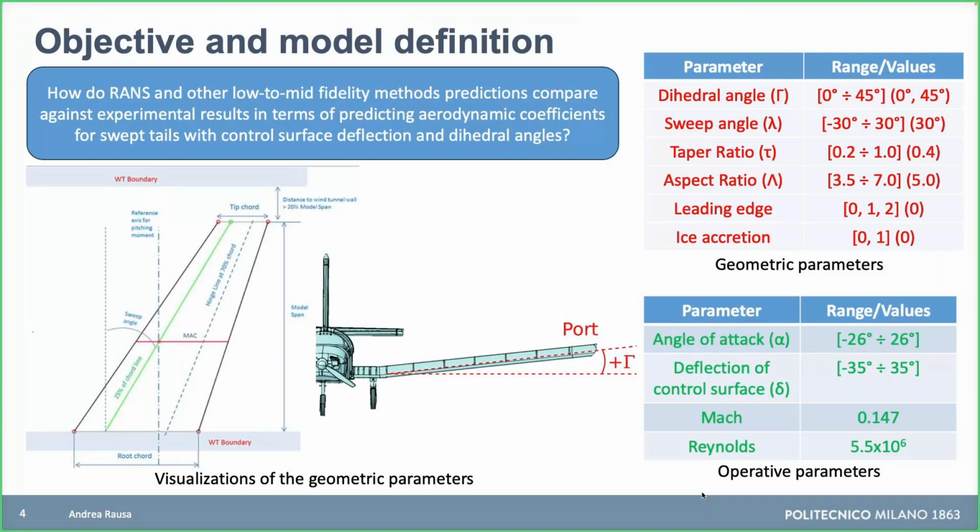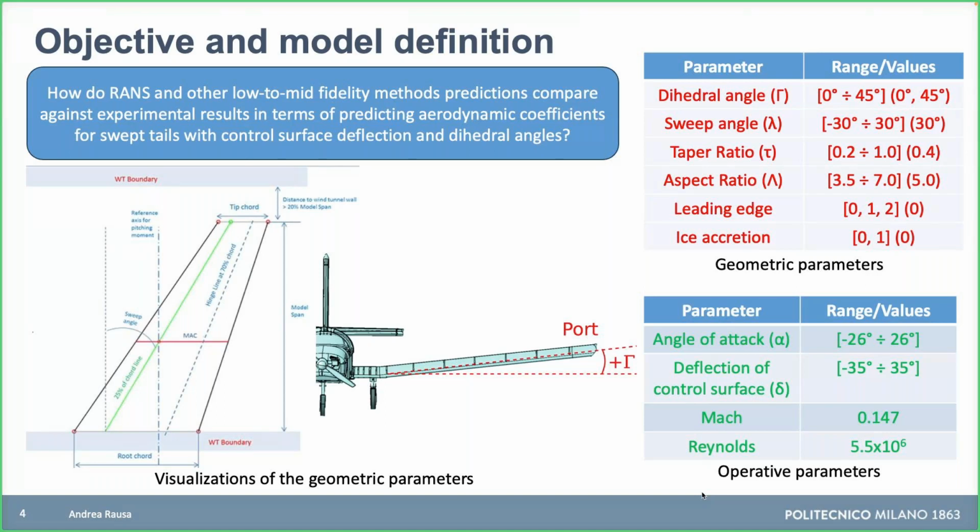So we have a sweep angle, which is defined simply as the angle between the normal to the symmetry plane and the line that's connecting the quarter-chord points along the span. Then we have the ratio between the tip chord and the root chord, which is the taper ratio. And then we have the aspect ratio. So we have lots of geometric parameters that can define the geometric planform of this tail, and also we have the possibility of having the dihedral angle.